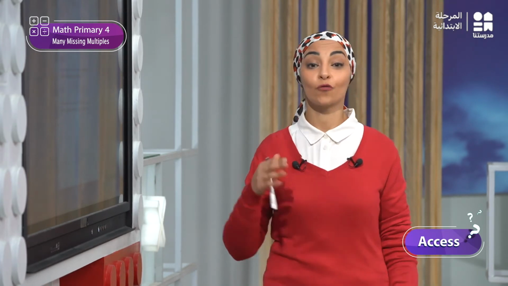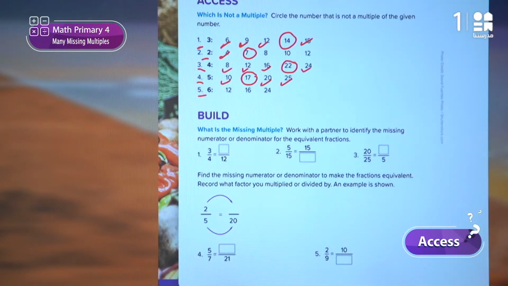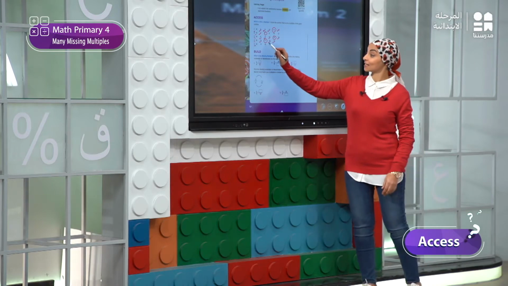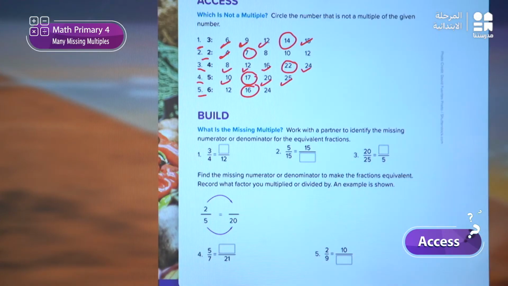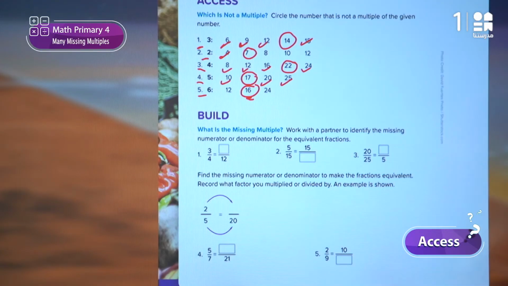Okay, now let's move to the last one, which is problem number 5. In problem number 5, here we have the multiples of 6. طيب, we will notice that all the numbers we have are multiples of 6 except one number only, which is what? Yes, 16 is not multiple of 6. Why? Because there is no number, مفيش أي number هعمله times 6 gives me 16. That's why 16 is not multiple of 6.